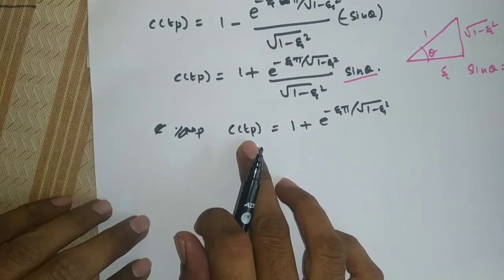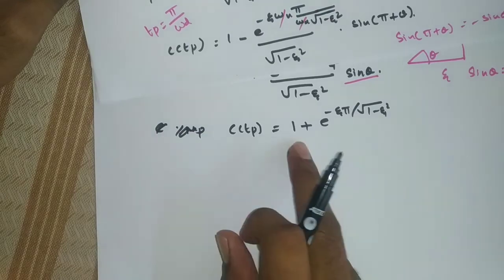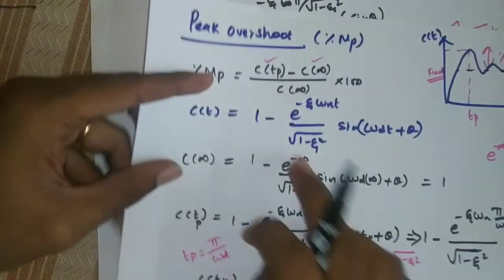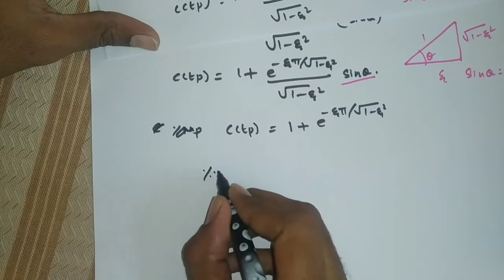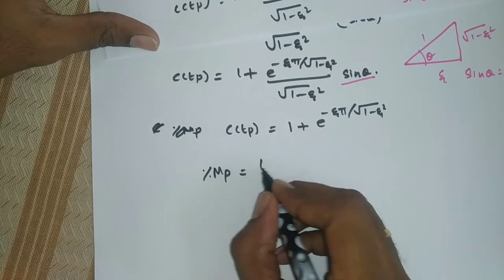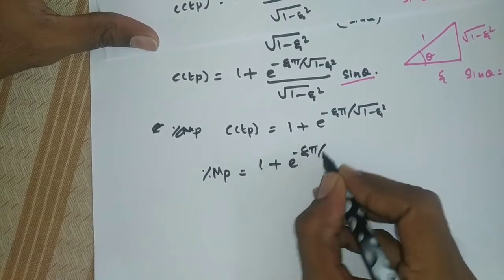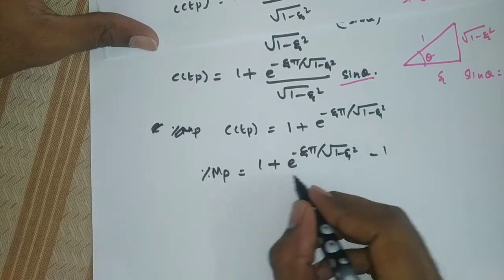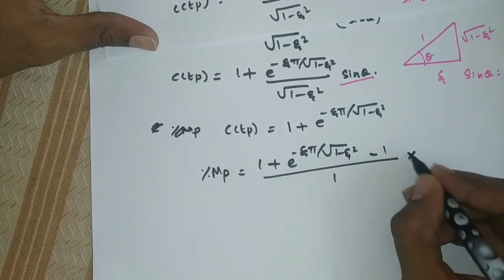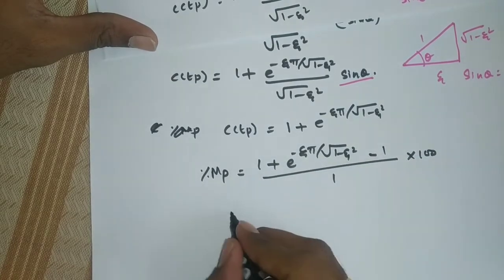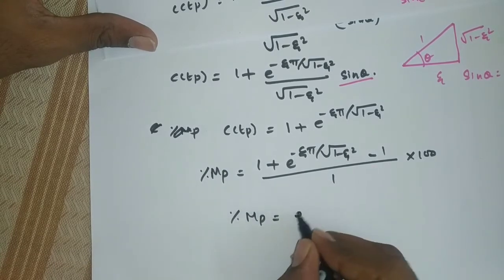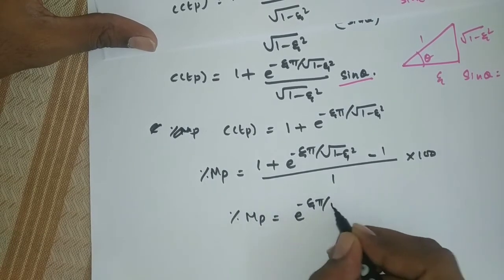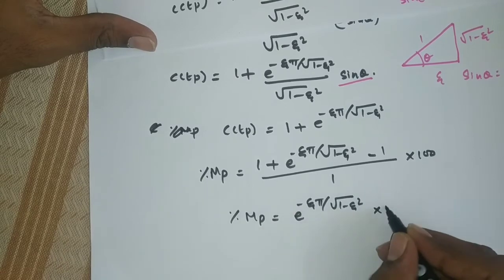Now we have C of infinity, whose value is 1, and C of Tp as 1 plus e power minus eta pi by root of 1 minus eta square. Let's substitute these two values in this equation. We will get percentage MP is equal to 1 plus e power minus eta pi by root of 1 minus eta square, minus 1, divided by 1, into 100. 1 minus 1 is 0. So percentage MP is equal to e power minus eta pi by root of 1 minus eta square into 100.